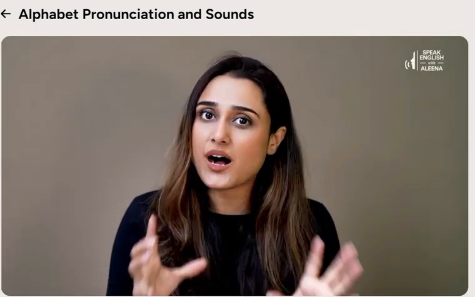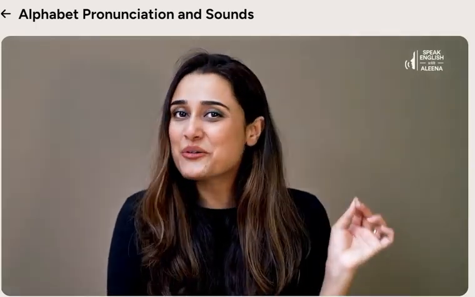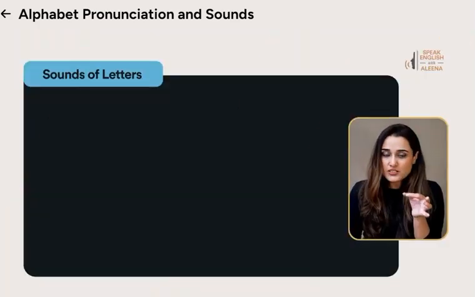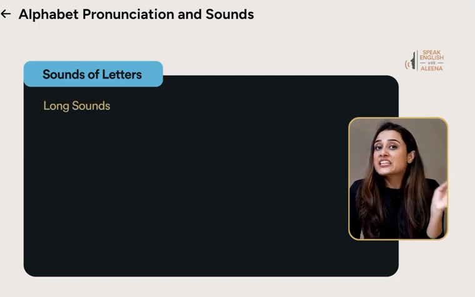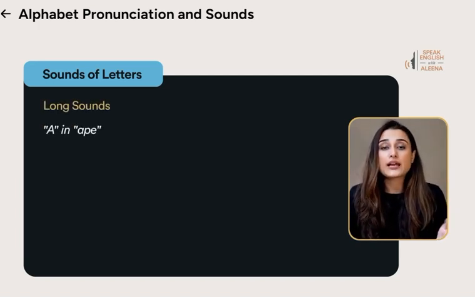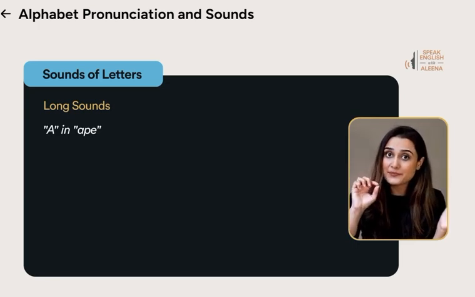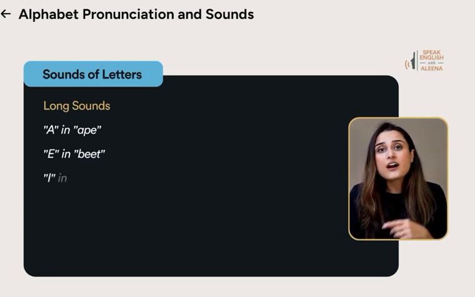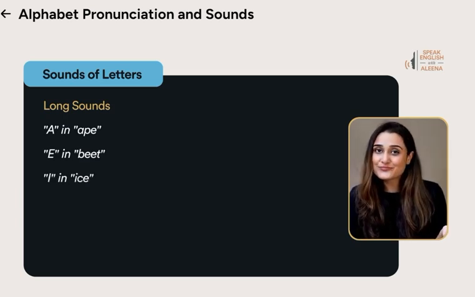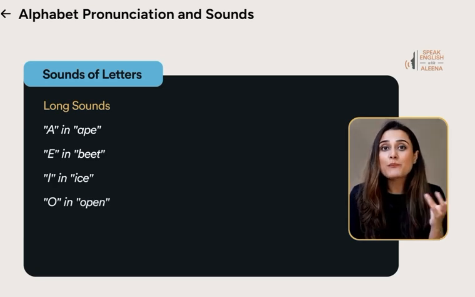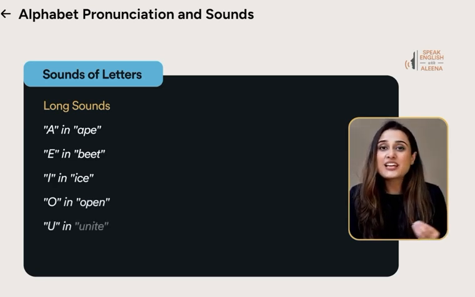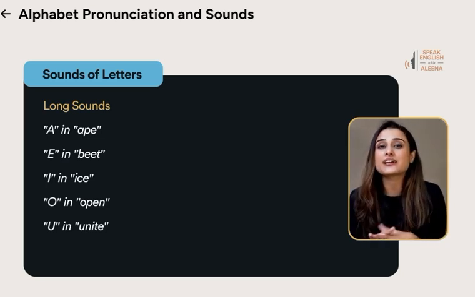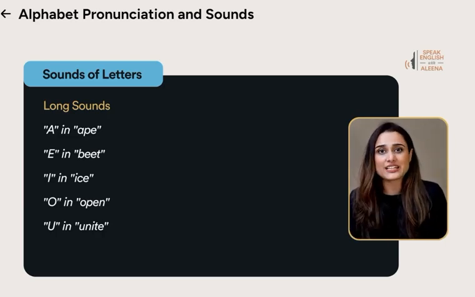Now let's come to vowels. Vowels as in A, E, I, O, U have long sounds and they have short sounds. In long sound, the letter is pronounced as it is named. For A, ape. For E, beat. For I, ice. For O, open. For U, unite. So you see, the names of the letters is how you're pronouncing the letters. U is pronounced as U in unite, okay?